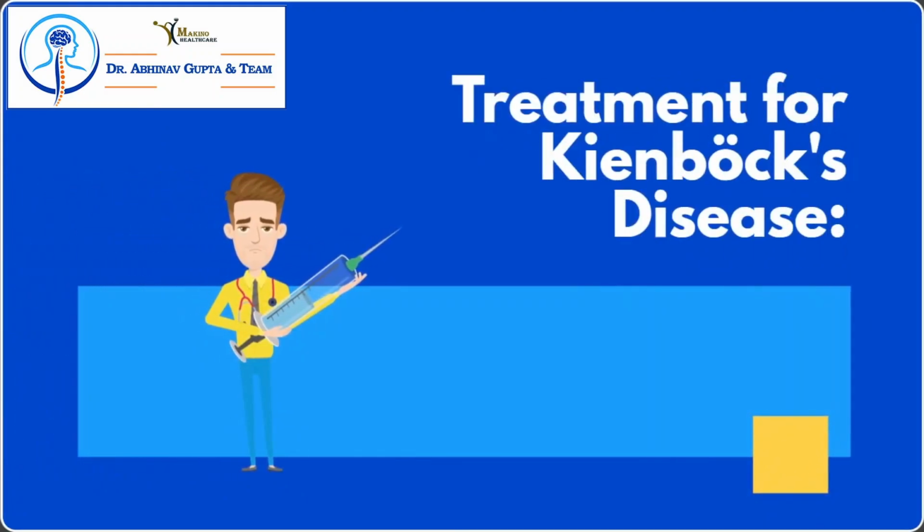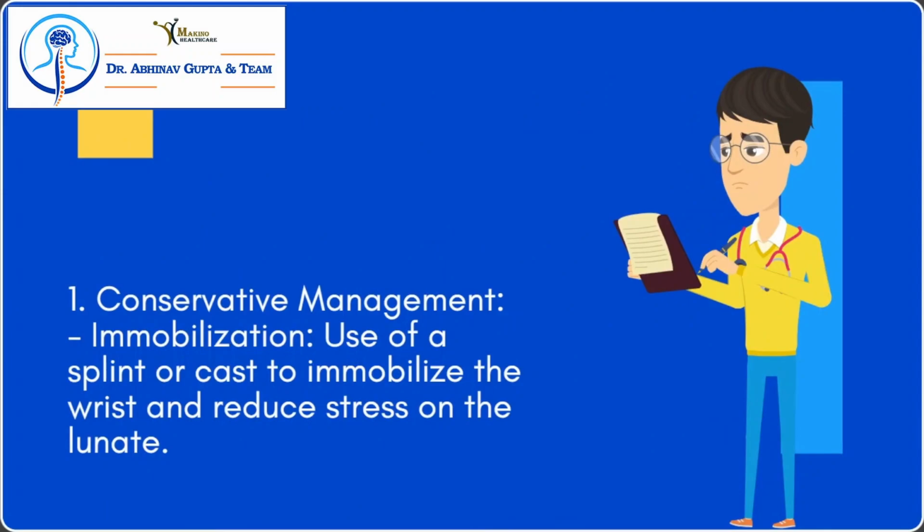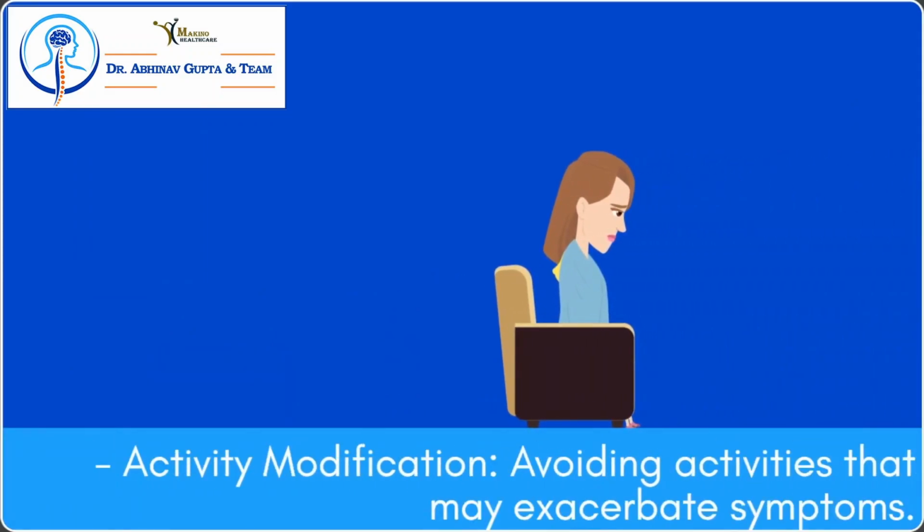Treatment for Kienböck's disease. 1. Conservative management, immobilization, use of a splint or cast to immobilize the wrist and reduce stress on the lunate. Pain management, analgesics and anti-inflammatory medications. Activity modification, avoiding activities that may exacerbate symptoms.